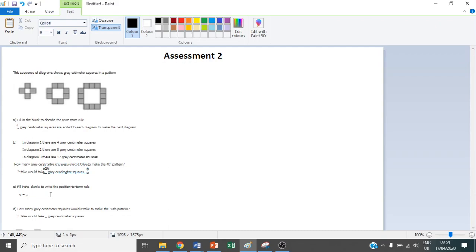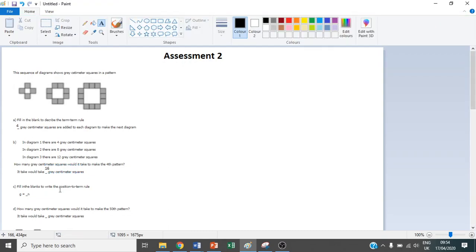Okay, next, fill in the blanks to write this position to term rule. Now, I know this was a difficult one for us before because we're not just looking at the diagrams, but we're looking at the numbers here and we're saying from 1 to 4, what's the rule? From 2 to 8, what's the rule? And I set up the general format of the rule for you, that the number of gray tiles is equal to some number in front of the number of the diagram. So that's some number times the number of the diagram.